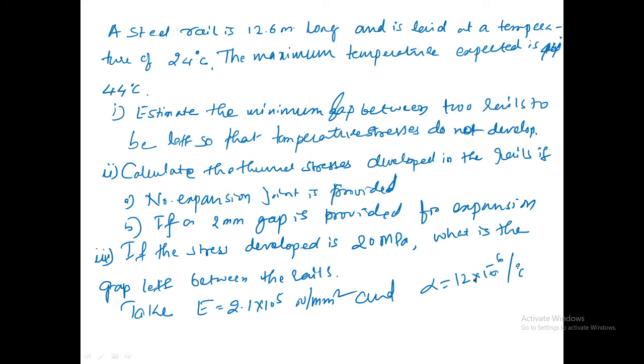Second case, they have 2 options here. One is calculate the thermal stresses developed in the rails if no expansion joint is provided. The other, if a 2 mm gap is provided for expansion. Okay, so what is the stress? Last one, if the stress developed is 20 megapascal, what is the gap left between the rails?